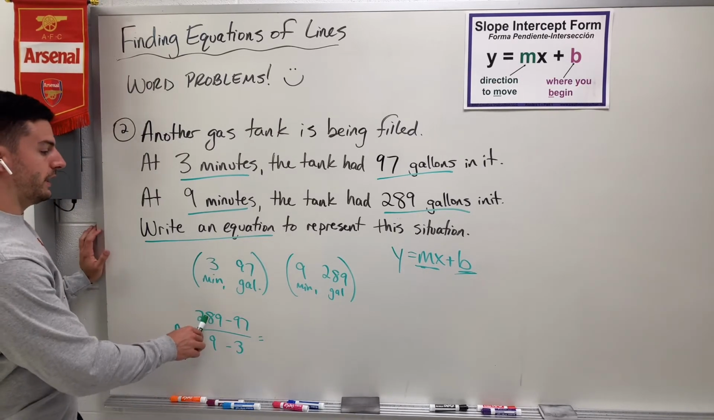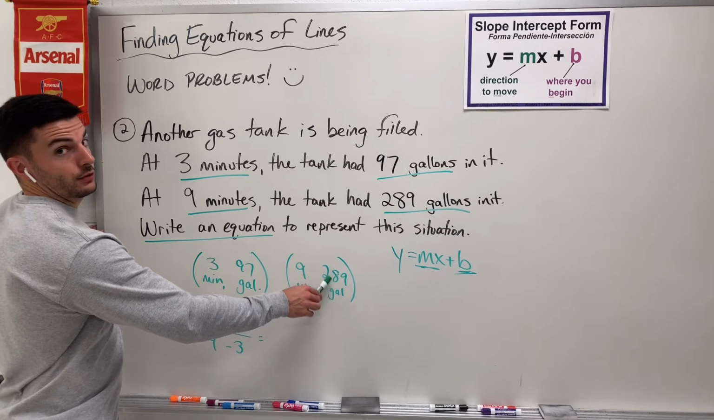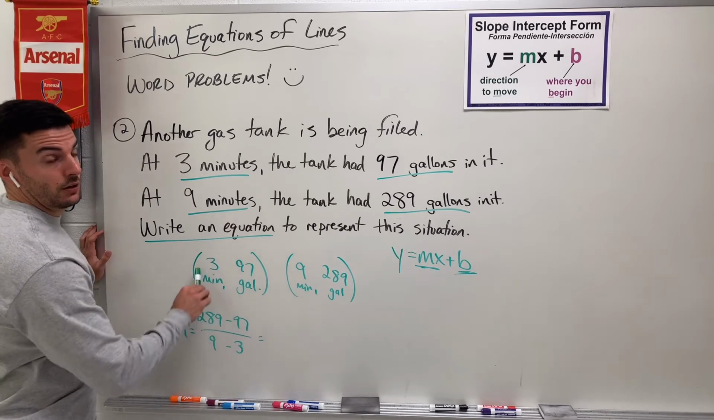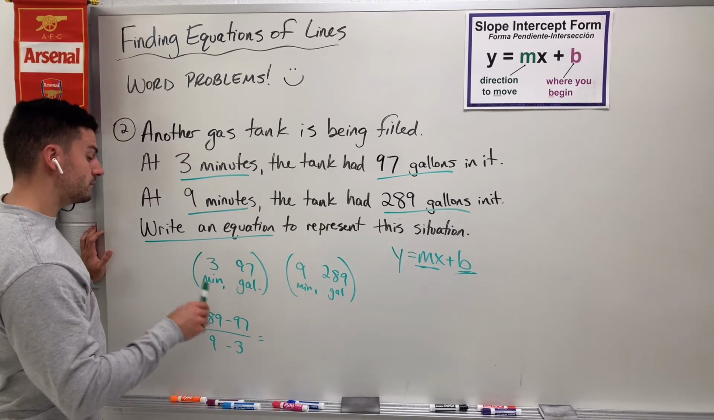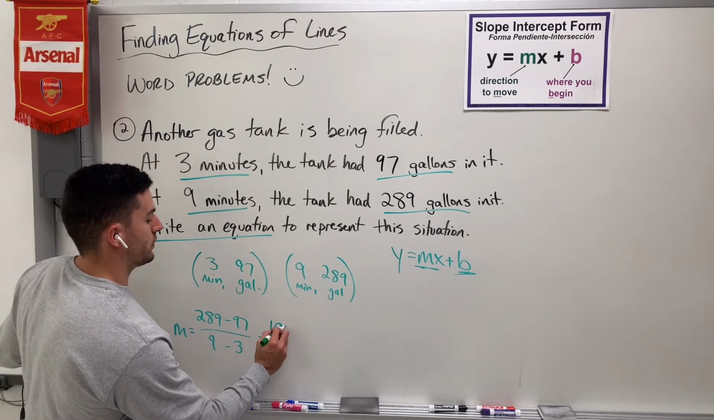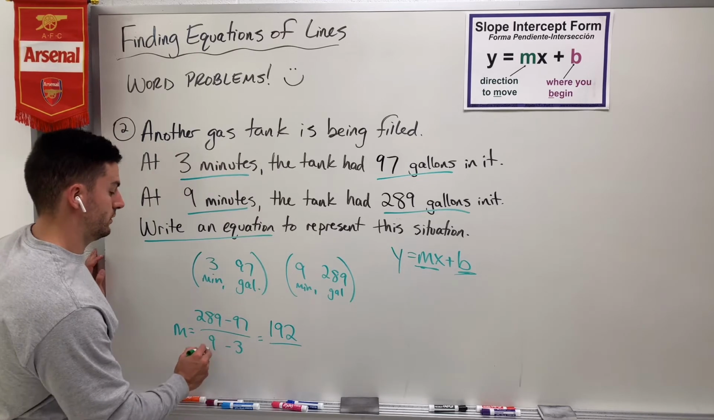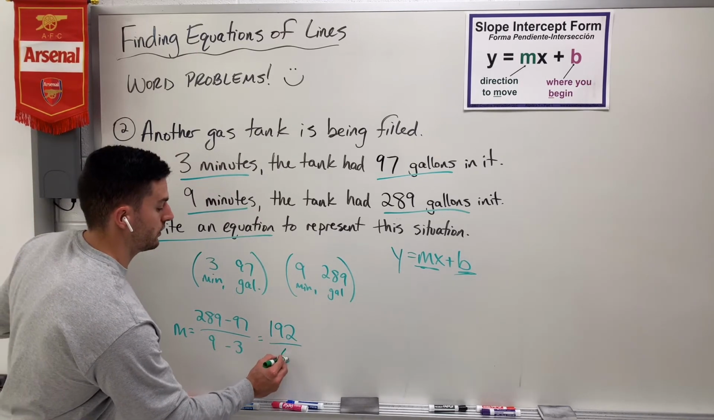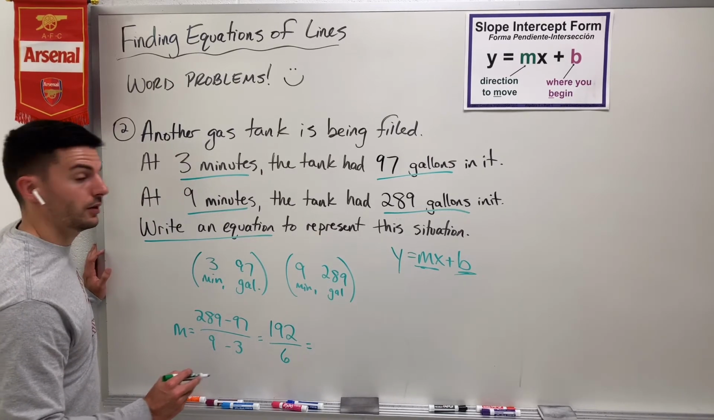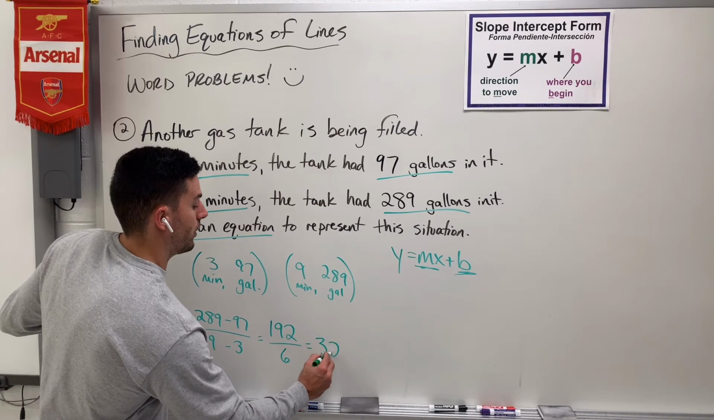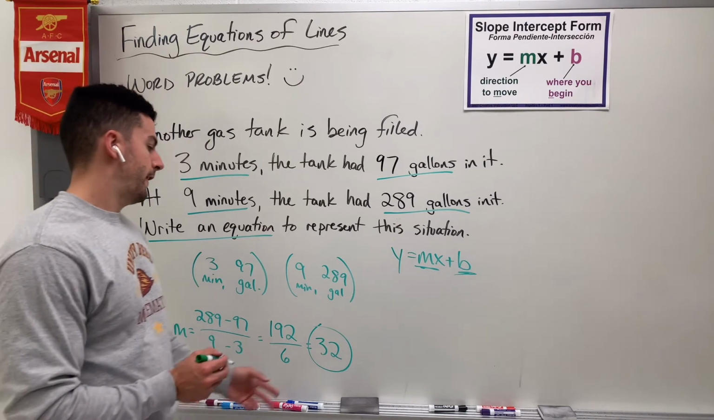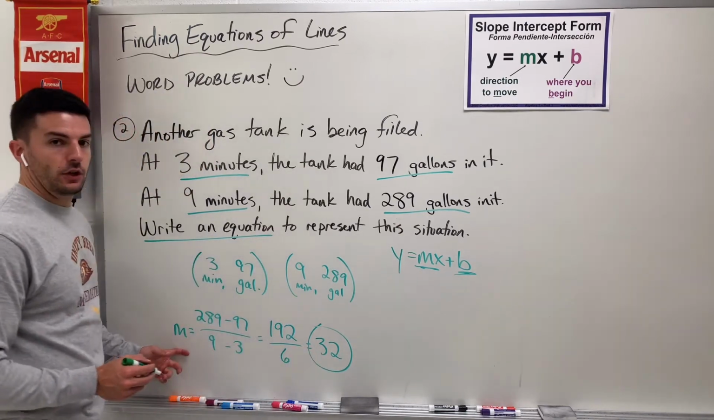Okay, so 289 minus 97. That's my second y value minus my first y value. And then on the bottom, 9 minus 3, my second x value minus my first x value. So I do the subtraction, 289 minus 97, 192. 192 over 9 minus 3, which is 6. And 192 divided by 6 ends up giving me 32. 32 on the nose. And that is my M value, that's my slope.